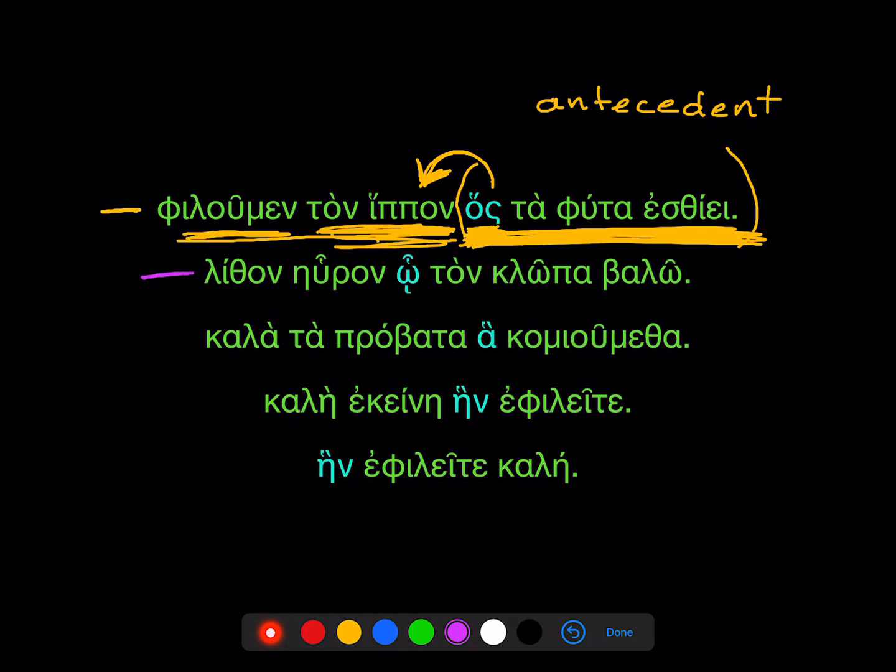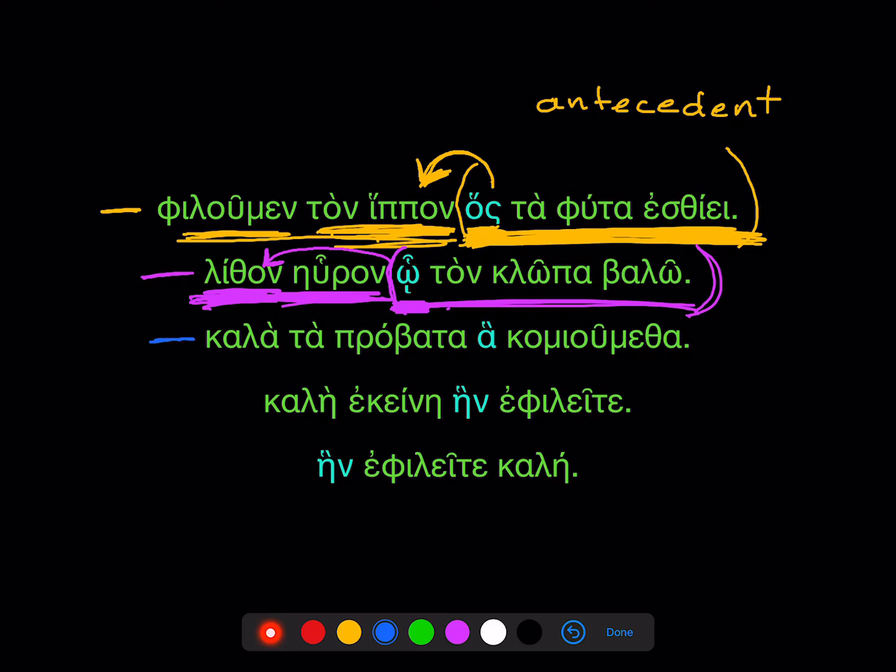So, lithon heuron hoi ton klopa balo. I found a rock, and now here's our relative clause, with which I shall strike the thief. So, hoi here is our relative pronoun, and its antecedent is lithon there. Now, lithon is masculine and singular. It's accusative, lithon is, in its own main clause because it's the direct object of heuron. But hoi is masculine and singular to agree with its antecedent, but it's dative because inside its own clause, it's a dative of means. With which I shall hit the thief. I found a rock with which I shall hit the thief. Let's look at another one.